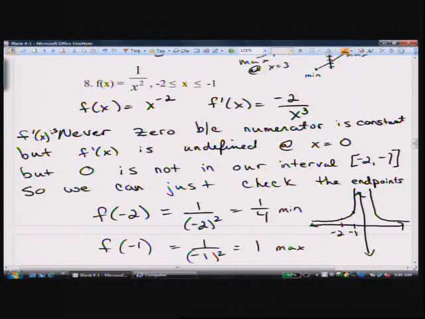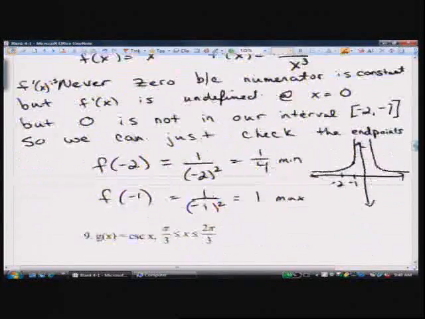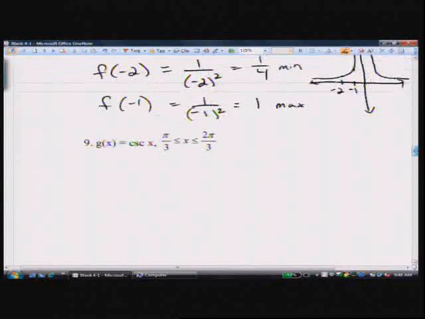Okay. You ready for a really exciting one? All right. How about this one? Oh, yeah. Cosecant. Gotta love it. All right. We need to figure out, here's our interval. What do we need to do?